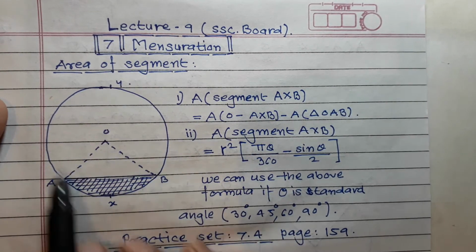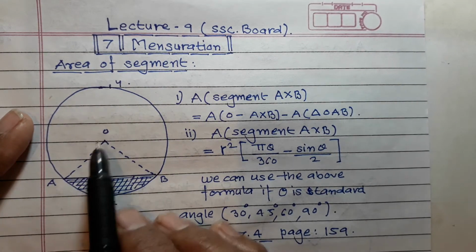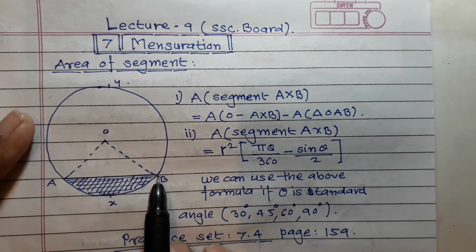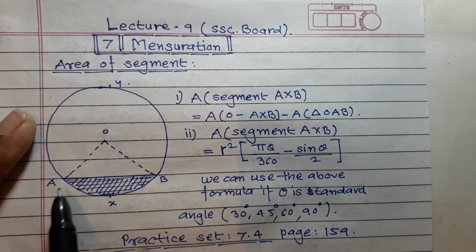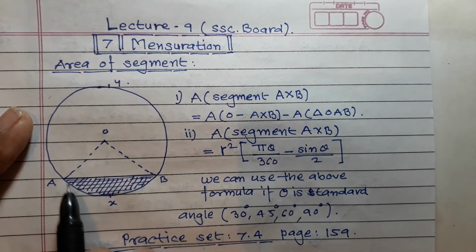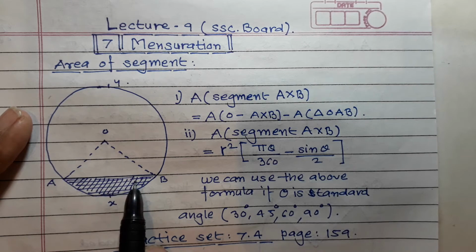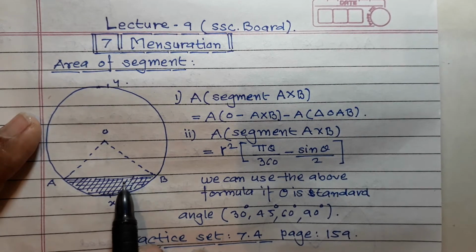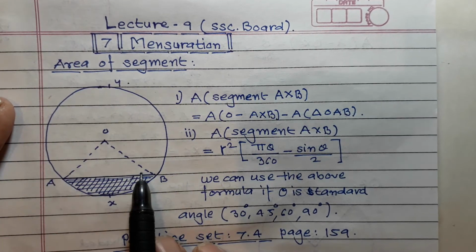So, suppose this is a circle with center O having radius r, and if AB is a chord intersecting the circle at points A and B, then the shaded portion AXB is a segment. So this segment is called the minor segment, and this is another segment.